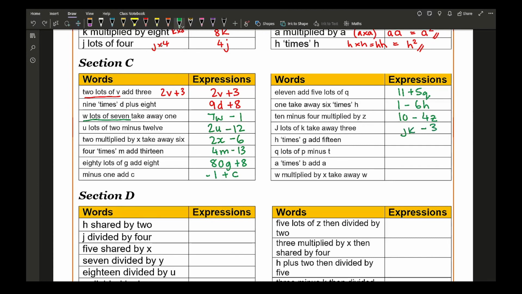H times g, so that's going to be hg, or gh I should write, because we need to make sure it's in alphabetical order. So gh add 15. Then q lots of p, so that's going to be pq minus t. A times b add a, so that's going to be ab plus a. And then finally w multiplied by x, so wx, and take away w. There is my final answer.